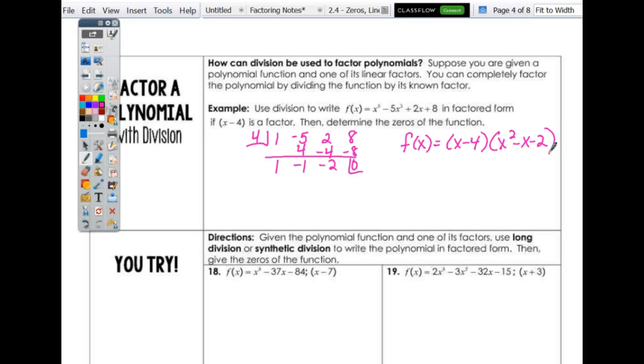So if I look at this, does this factor? It does. A times c is negative 2, my b is negative 1. So that's going to be negative 2 and 1. So my function becomes x minus 4 times x minus 2 times x plus 1. So the zeros of my polynomial are 4, 2, and negative 1.